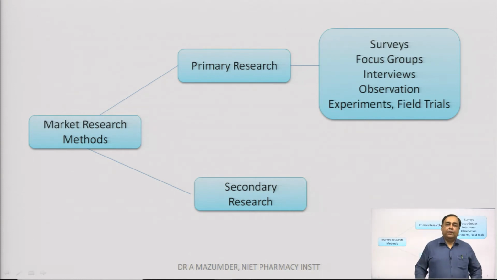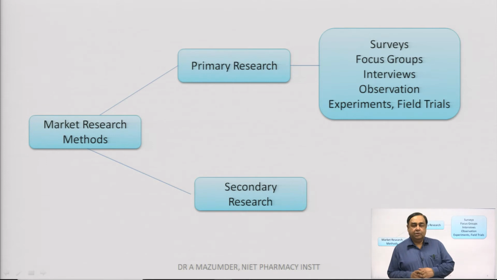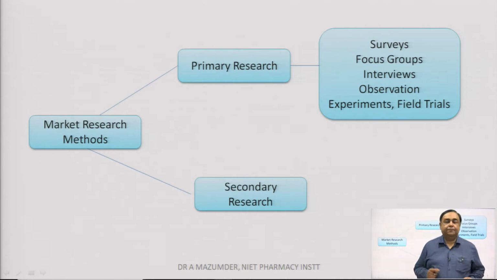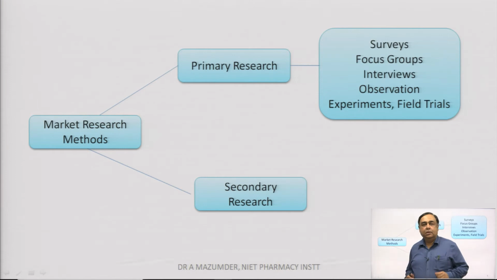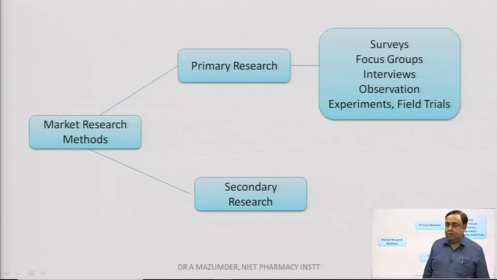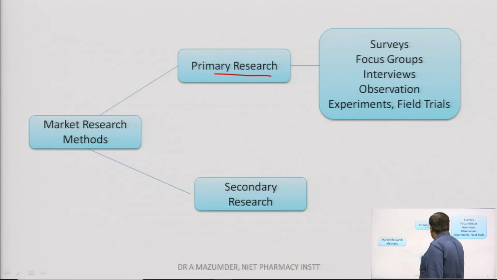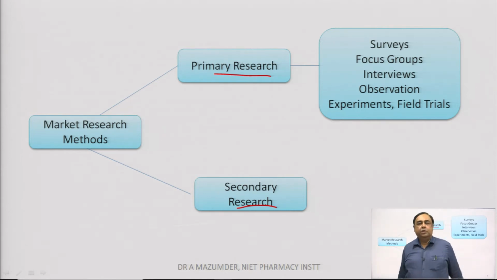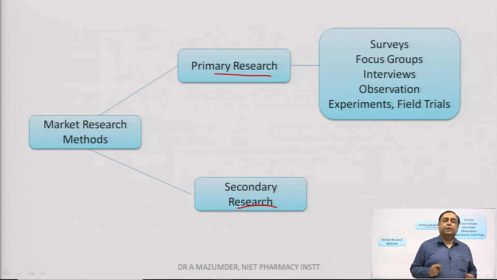Now, whenever we are carrying out marketing research, there are two basic methods. One is called primary research and the other one is called secondary research. Primary research is one which you yourself carry out to generate the data.